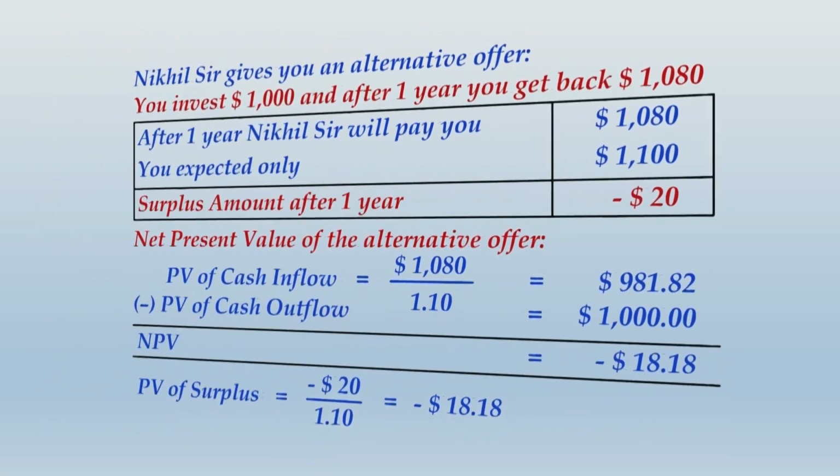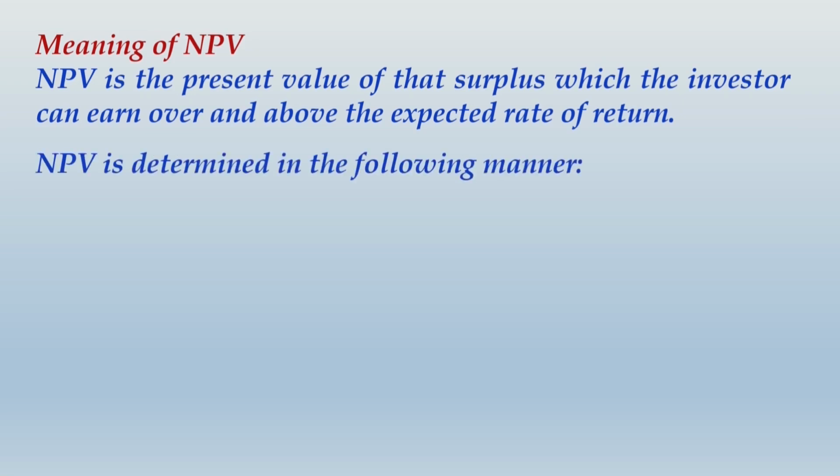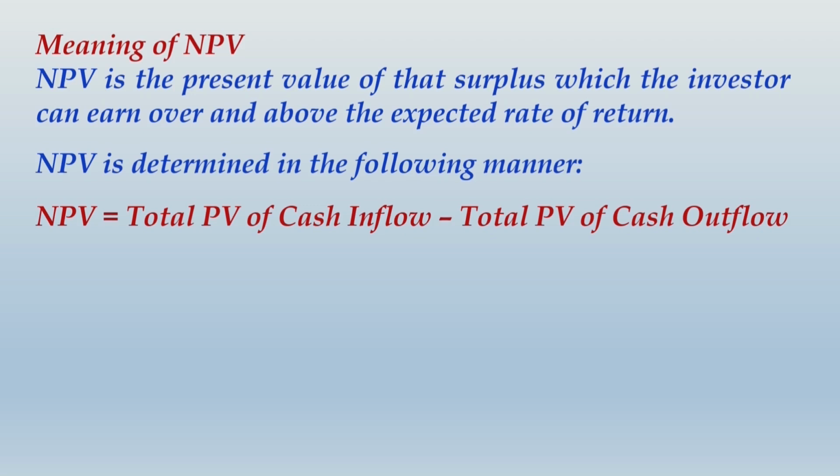Let us move ahead and write up the meaning of NPV, what we just concluded some time back. NPV is the present value of that surplus which the investor can earn over and above the expected rate of return. NPV is determined in the following manner. NPV equals total PV of cash inflow minus total PV of cash outflow.